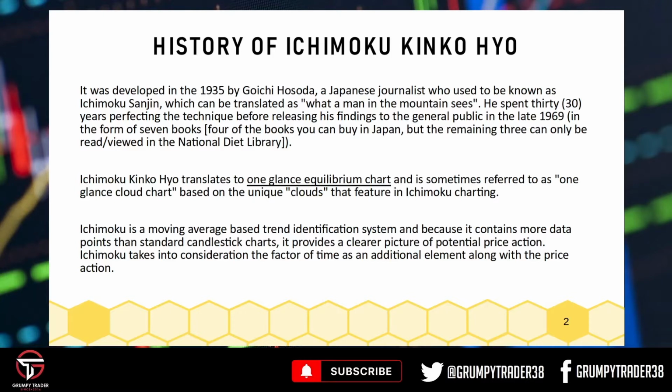Ichimoku is a moving average-based trend identification system, and because it contains more data points than standard candlestick charts, it provides a clearer picture of potential price action. Ichimoku takes into consideration the factor of time as an additional element along with the price action. So, isa pang important na factor, no, yung time. Babalikan at babalikan din natin yan over the course of these lessons.